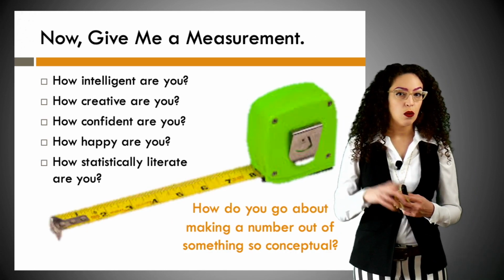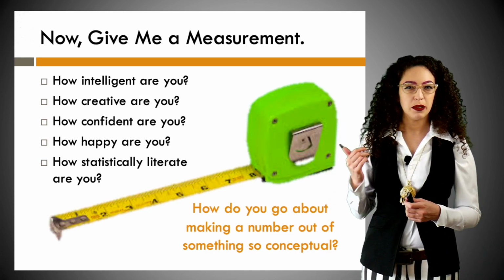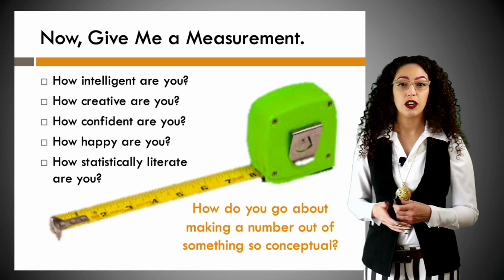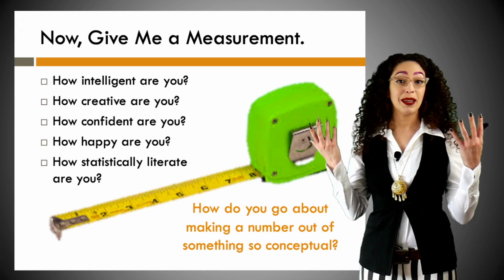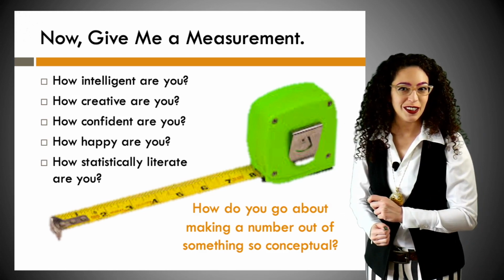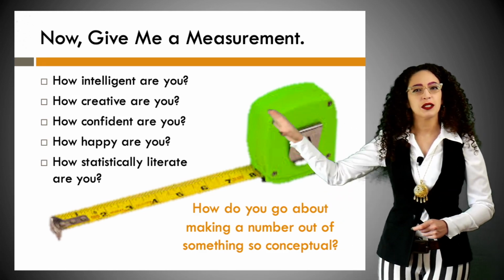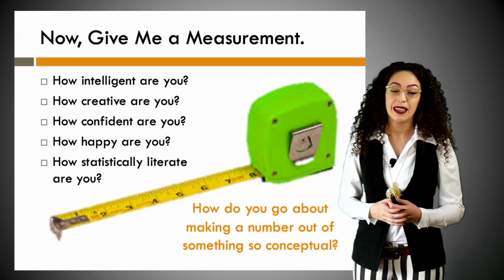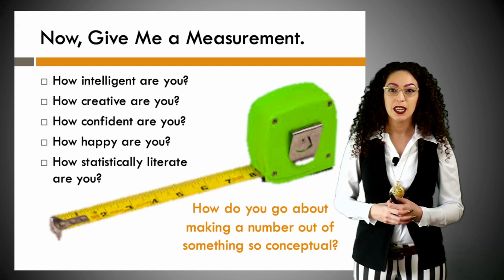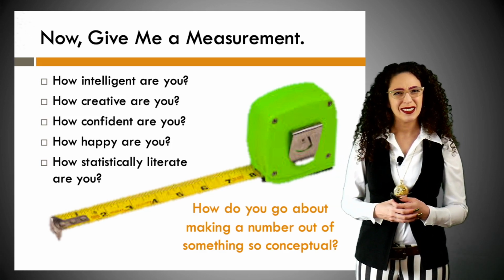But now, what about here? Give me a measurement here. How intelligent are you? How creative are you? How confident are you? How happy are you? How statistically literate are you? How would you go about measuring these sorts of things that are a bit more conceptual than just measuring your height? With your height, you can just use this tape measure. But how would you measure someone's intelligence?